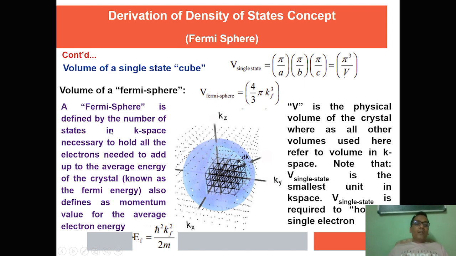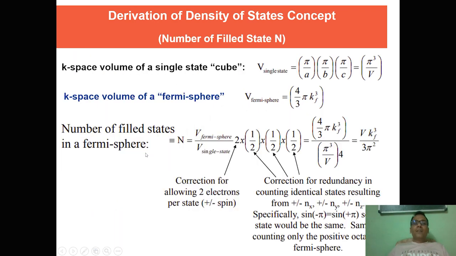Now the Fermi sphere is defined by the number of states in k-space necessary to hold all the electrons needed to add up to the average energy of the crystal, and that energy is known as the Fermi energy. This is also defined as the momentum value for the average electron energy. So EF, the Fermi energy, is equal to h cross kF square by 2m. This kF is the outermost surface of that k-space.